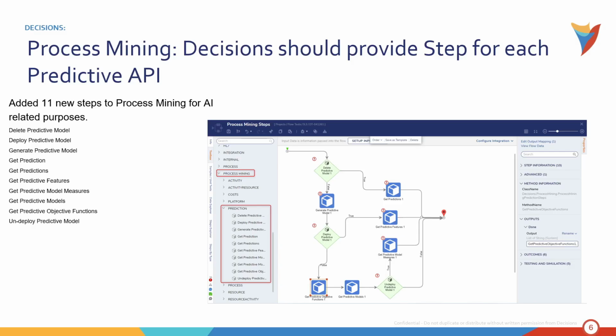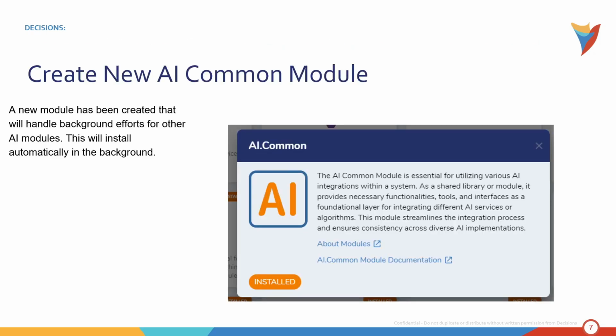So let's get started. First thing we're going to talk about is we have 11 brand new steps related to process mining in the AI world. All kinds of stuff about getting predictions, deploying them, undeploying them, generating, and much more. So what do we need all of these new AI process mining steps for? The new AI Common module.